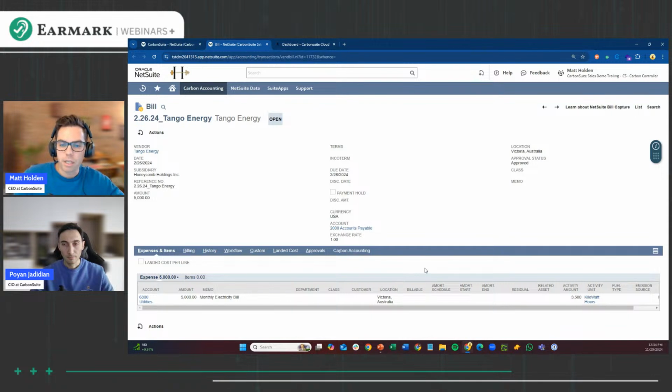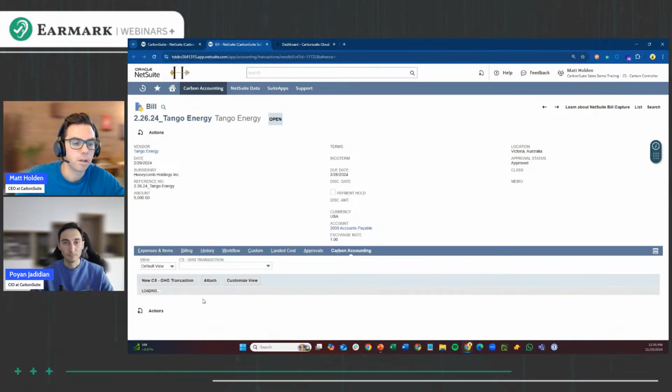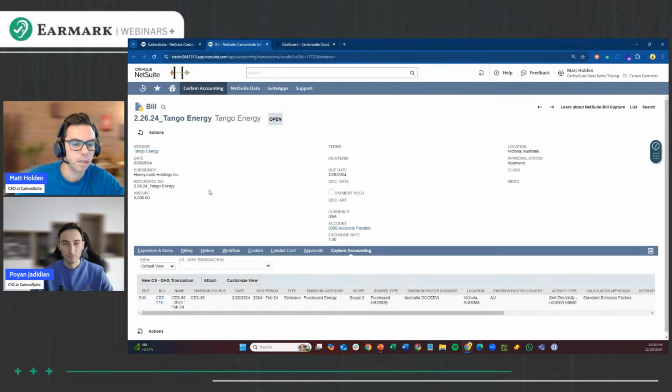So we have functionality in CarbonSuite to either track this data on the line level directly there as the transaction goes in. We also have a feature that can scan through attached PDFs on the bills and pull out this kilowatt hour usage as well, right? So the purpose is to associate what we call the activity data with the financial posting data and generate the associated carbon ledger transaction, okay?